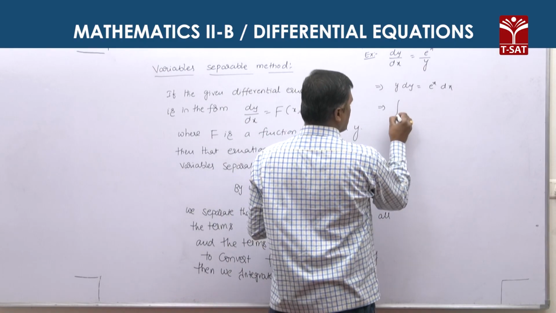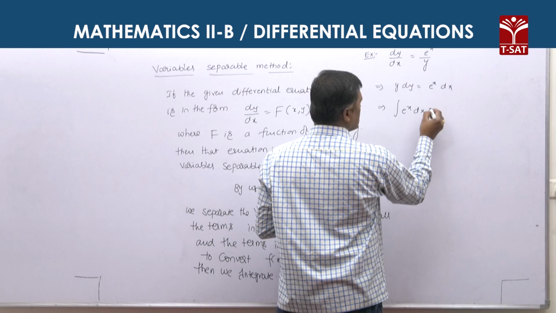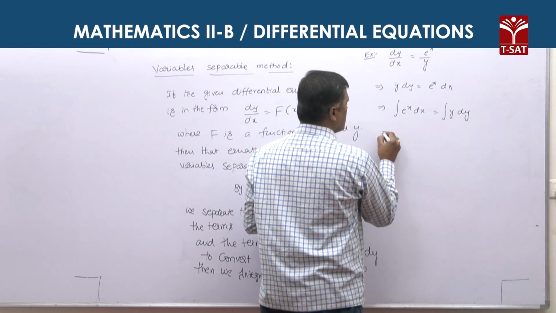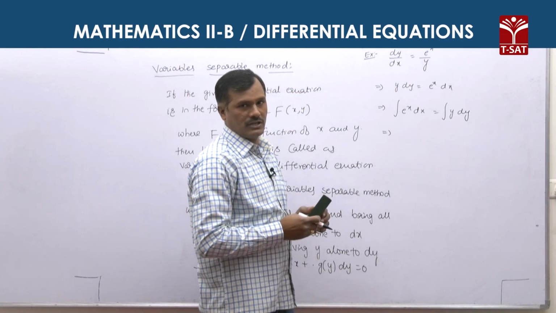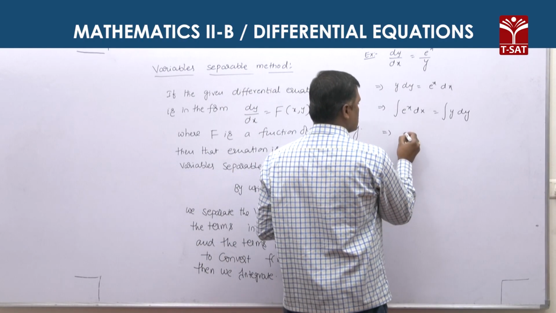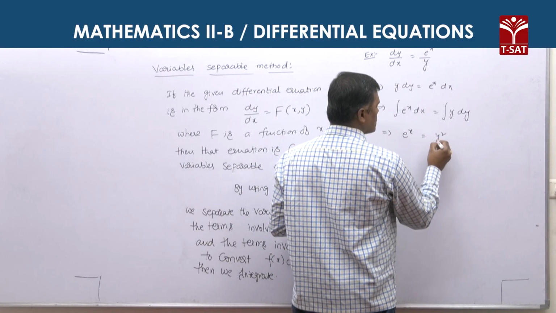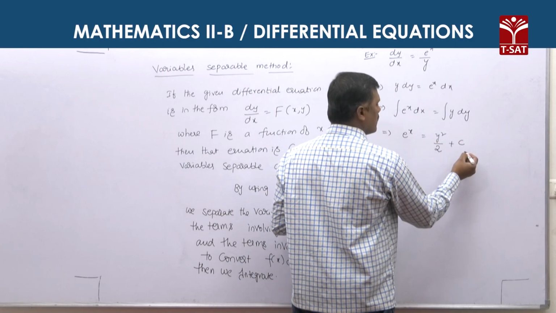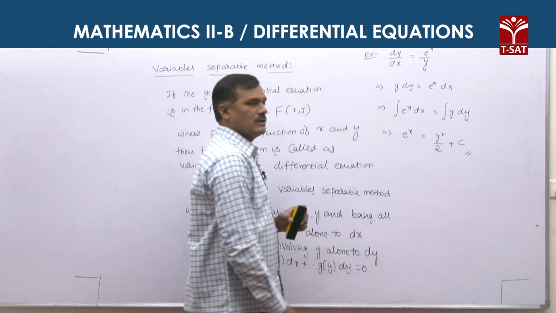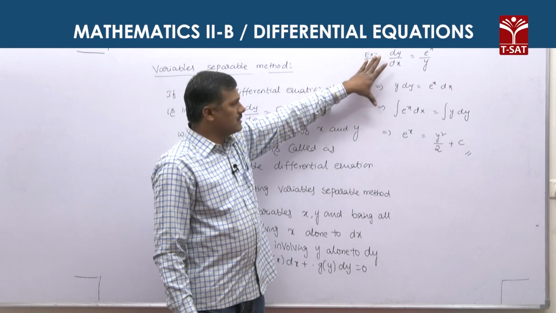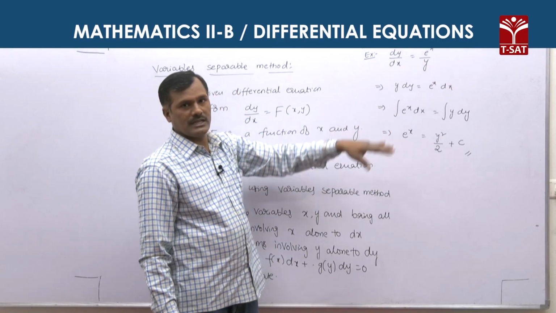That implies the integral of e power x dx is equal to the integral of y dy, and then we will get the solution of the differential equation. So the integration of e power x is e power x, equal to the integration of y, which is y square by 2, plus the integral constant c, which is the solution of the differential equation. This is an example of the variable separable method.